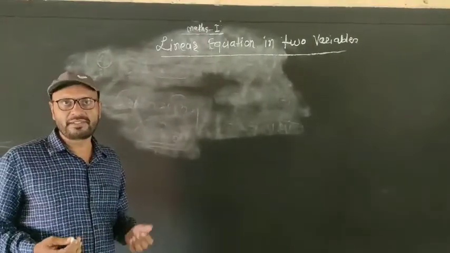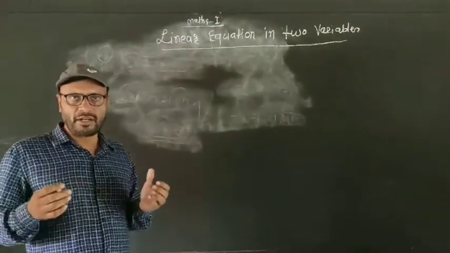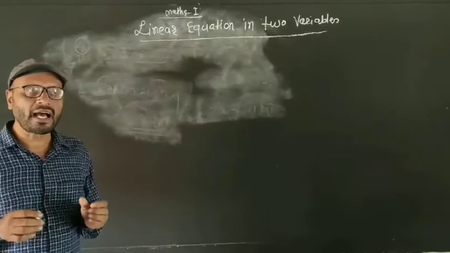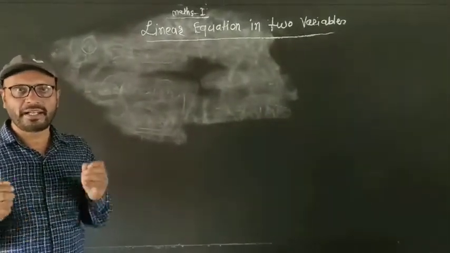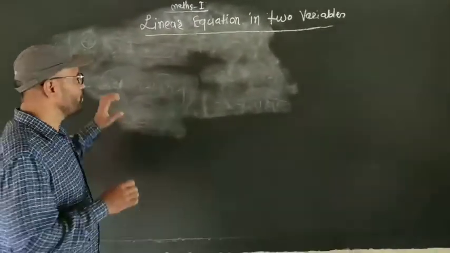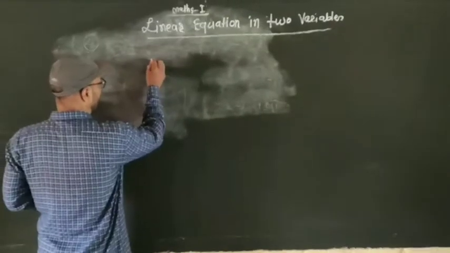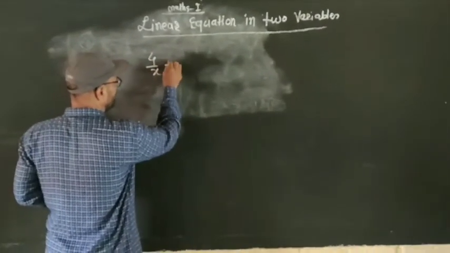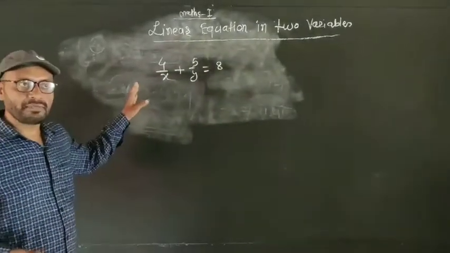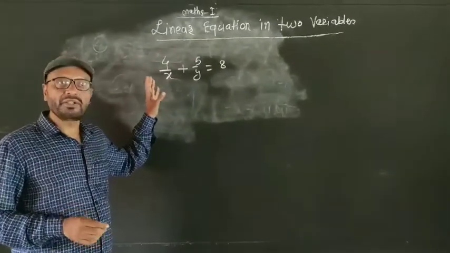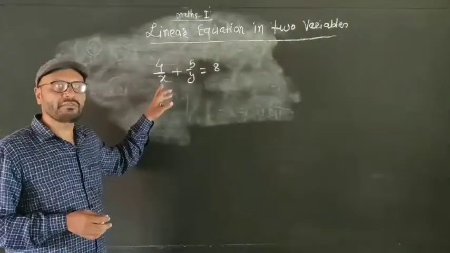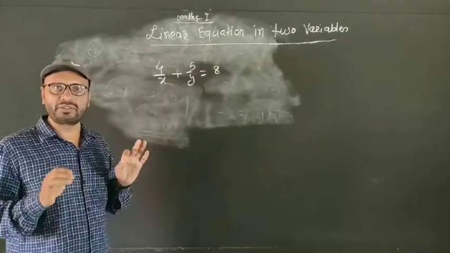Good morning, students. In the last topic, we have already discussed the linear equation in two variables. Some students asked me about the linearity of linear equations. They gave one example, 4/x + 5/y = 8, and asked whether this is a linear equation in two variables. What is the answer? The answer is that this equation is not a linear equation in two variables.